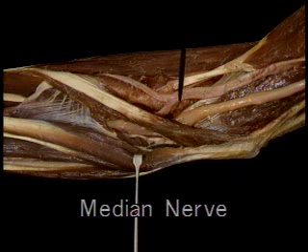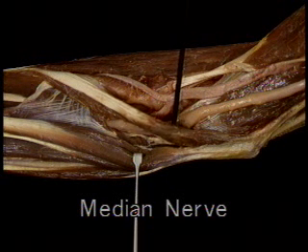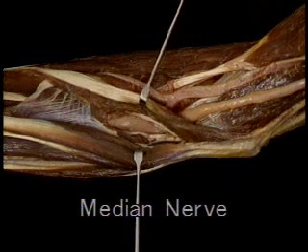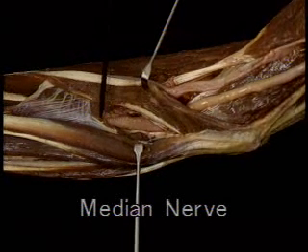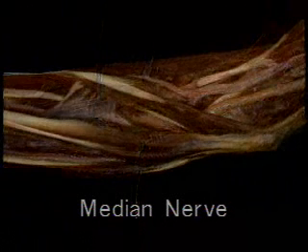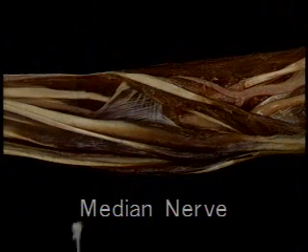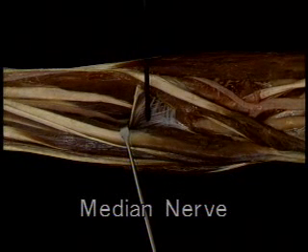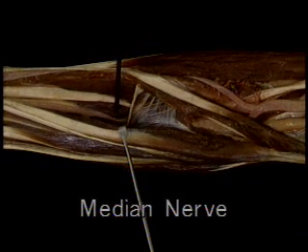The median nerve first dives between the two heads of pronator teres. It then immediately passes between the two heads of flexor digitorum superficialis. The median nerve, here it is, passes down the forearm between flexor digitorum superficialis and profundus.